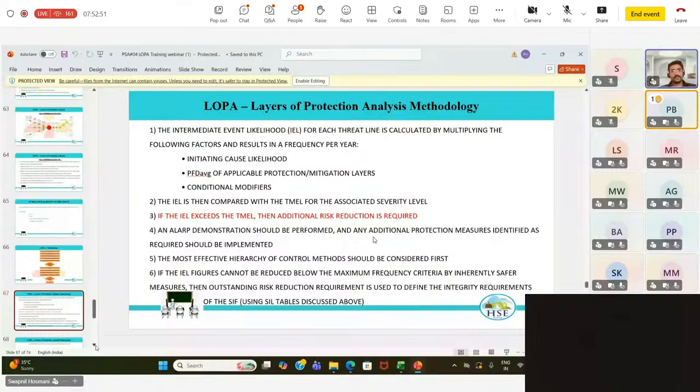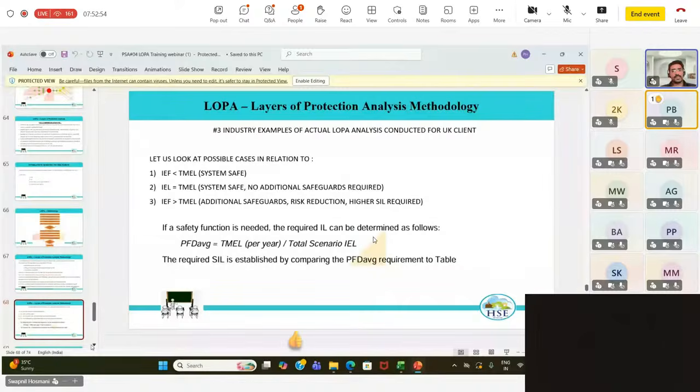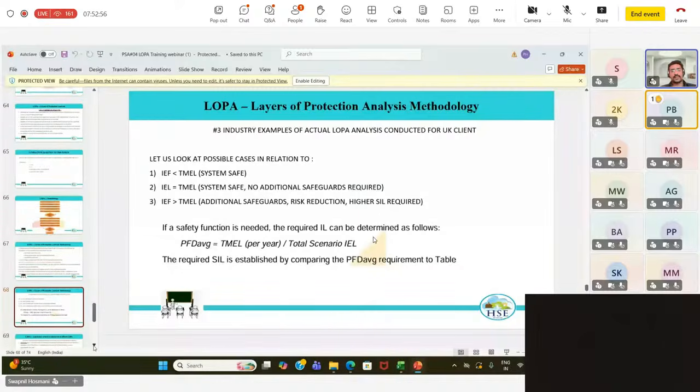Okay, next we'll see a couple more slides. That is the applicable criteria to designate an effective IPL. That is what I was saying.